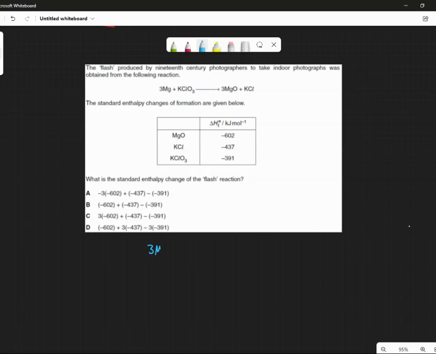Okay, so I do this: 3 magnesiums react with 1 potassium chlorate, gives me 3 magnesium oxides and a KCl. And they give us formation data. Down at the bottom here, I'm going to draw the elements. I'm not even going to bother, it's multiple choice. Who cares what they are?